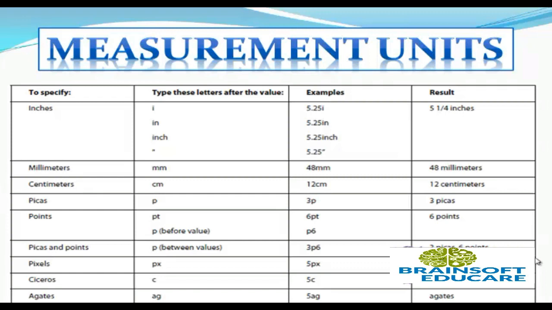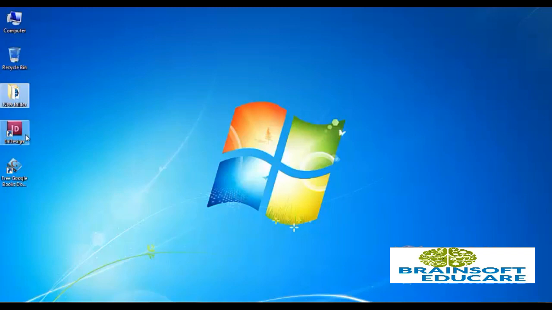In picas, we can write p, for example 3p means 3 picas. In points, we can write pt or p. P is written before the value. For example, 6pt means 6 points. For example, p6 means 6 points. We can write picas and points and pixels the same way. Then we can show how to open a file menu in a new document.